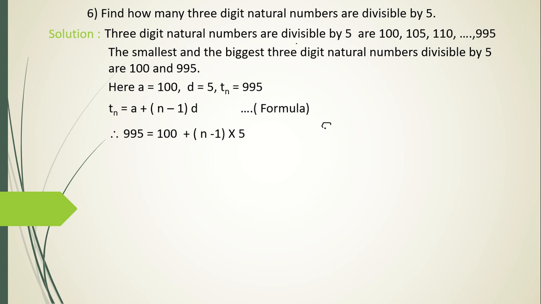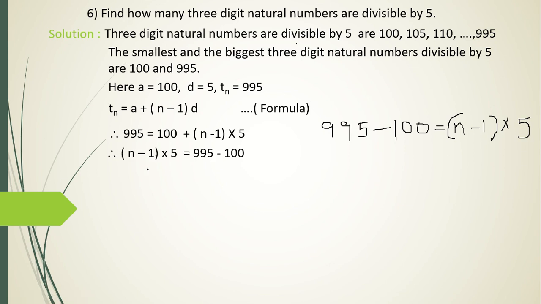So it is actually going to be like this: 995 minus 100 is equal to N minus 1 into 5. So same thing, but I have just rearranged the positions. N minus 1 into 5 is brought here, and this is taken that side. That's it.